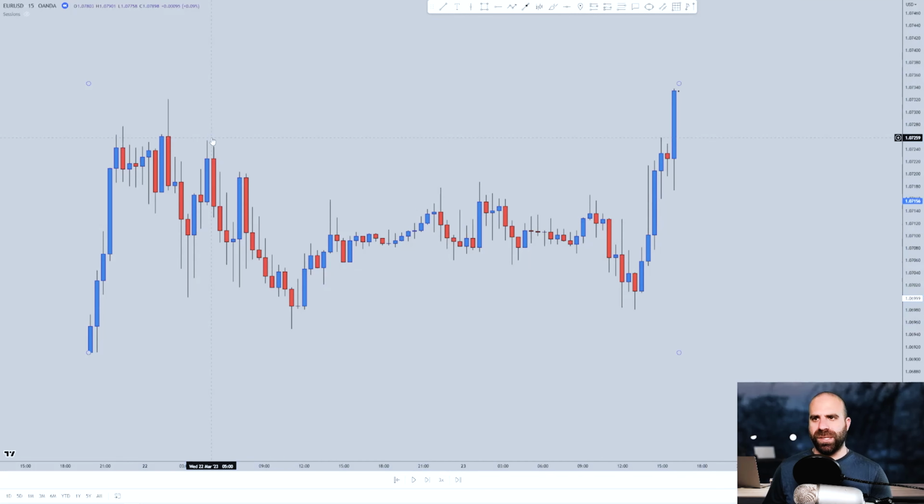Let's move on to the second rule, which is: did we have a grab of liquidity? And the answer to this one is, not only did we have a grab of liquidity, we did indeed have multiple grabs of liquidity as we see them right here.